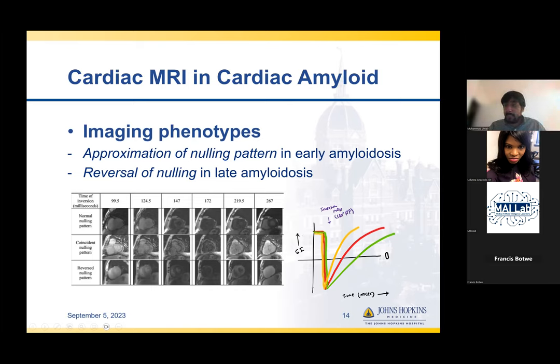Your x-axis is the time in milliseconds. And you gave an inverted inversion recovery pulse. You gave your 180 pulse. Here, all the magnetization is tipped down. Every single hydrogen ion is tipped in the opposite direction. And then the longitudinal recovery starts.